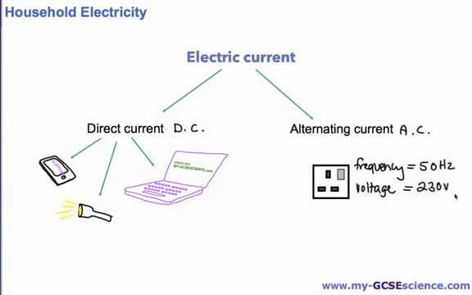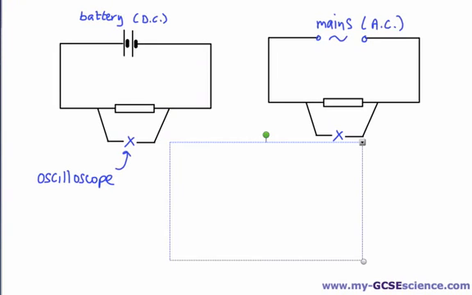Okay, two important bits of information that you need to remember. So the frequency of 50 hertz, voltage of 230 volts, and an alternating current supplied by your mains electricity. Now let's have a look at a couple of graphs.